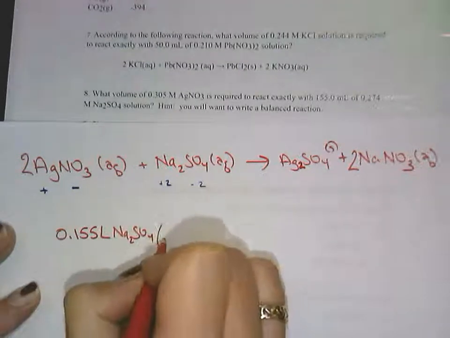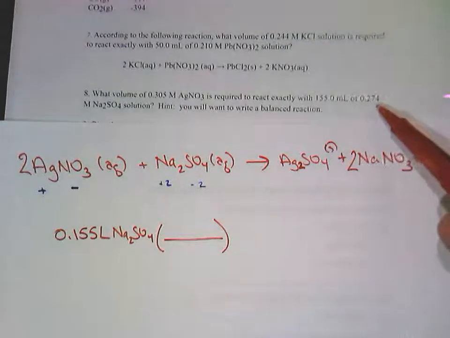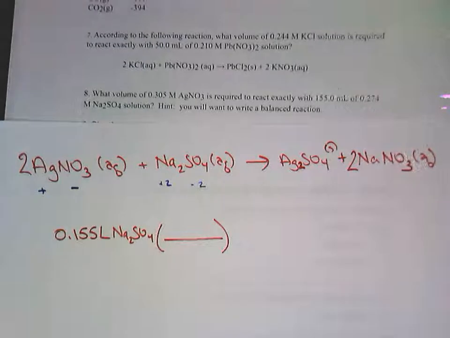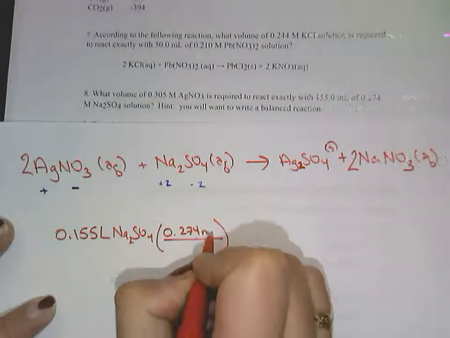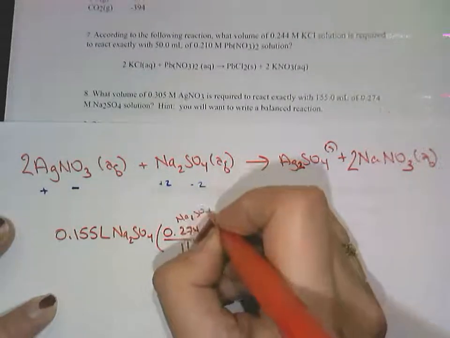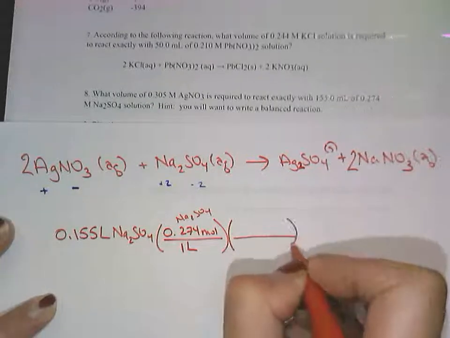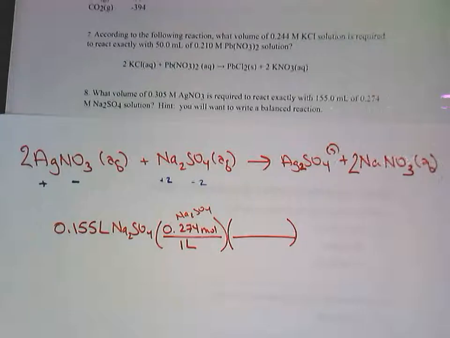All right, so I'm in liters of sodium sulfate. I want to get to moles of sodium sulfate, so how do I use the molarity? Multiply. Do I put the 0.274 on the bottom or on the top? Top. I tried to trick you. All right, now I'm in moles of sodium sulfate. I want to get into moles of silver nitrate. Now what? Mole ratio, so what do I put on the top? 2.